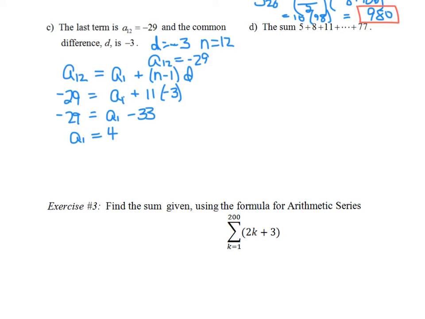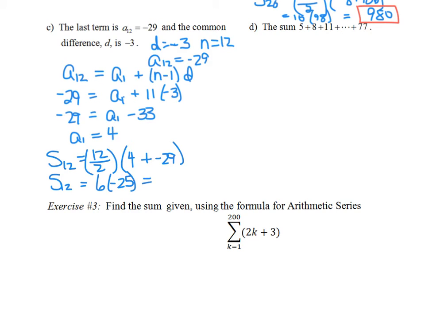Now we are able to go ahead and find S12 by saying, oh, there's 12 terms, so divide that by 2. That gives us how many pairs? Times the rainbow sum, 4 plus negative 29. Again, this calculation becomes really easy even without our calculator. 6 times negative 25 is, of course, equal to negative 150. So my total of all of those terms in that arithmetic series is negative 150. Let's go to part D.